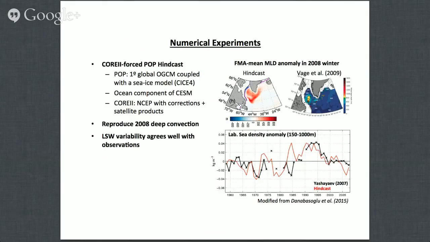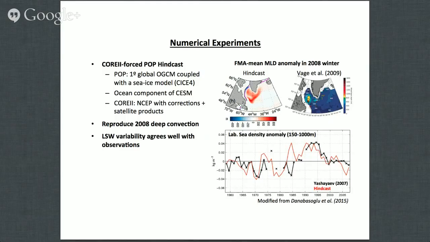And next, we further confirm the findings. We did numerical experiments using the CORE-forced POP hindcast model. POP is a 1-degree global ocean general circulation model coupled with a sea ice model, which is the ocean component of the CESM coupled model. This hindcast simulation shows a lot of good agreement with observation in terms of several metrics.